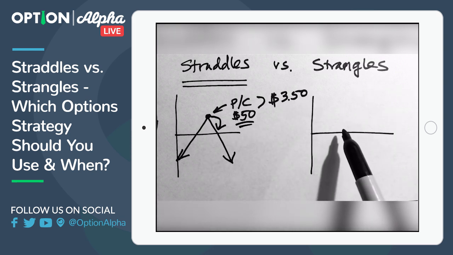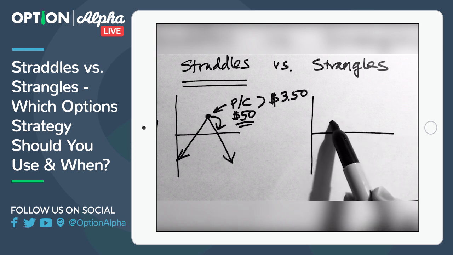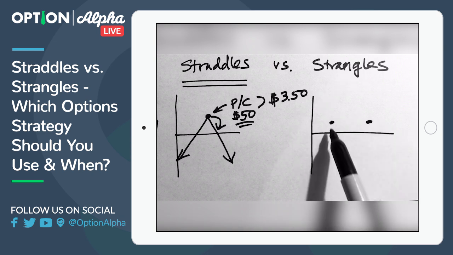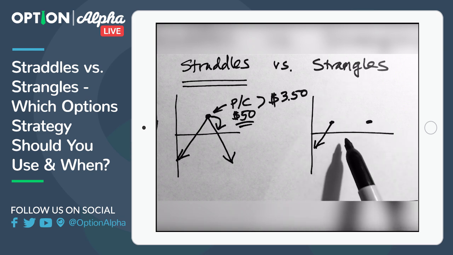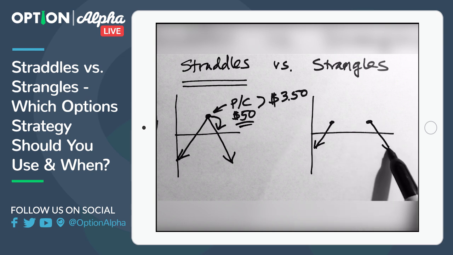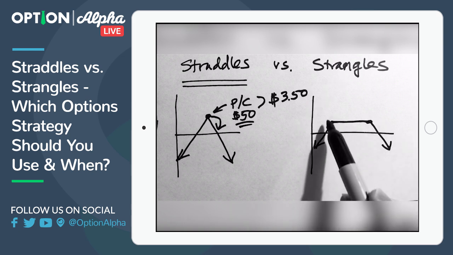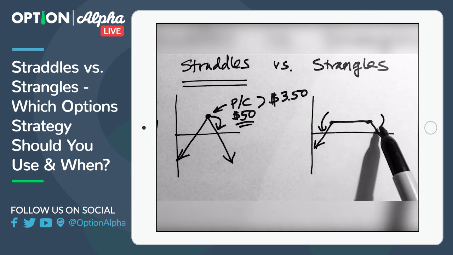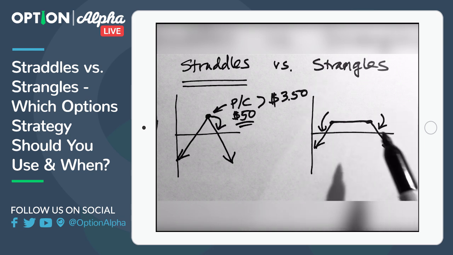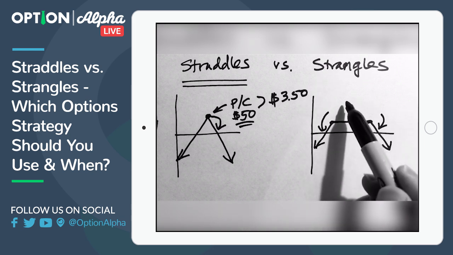Now, a strangle, on the other hand, is selling an option that's out of the money on either end. So you'll be selling an out-of-the-money put and an out-of-the-money call option, and you're going a little bit further out, and you generally have much wider break-even points. But because you're going further out, you collect less money.